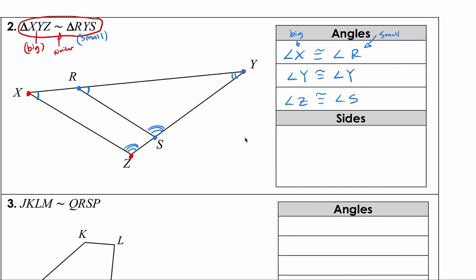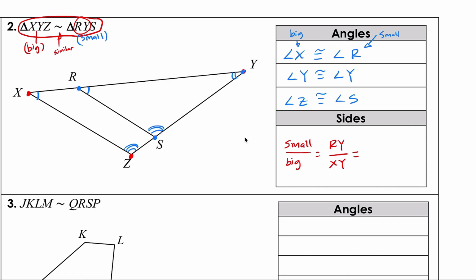Now let's look at the sides. Which sides are corresponding? We don't say they're congruent to each other, because sides are not congruent. They are similar, so that means they're proportional. That means you need to make ratios. I'm going to do small over big again. Let's pick a side on the small triangle, RY. That makes a ratio with the big triangle side that corresponds to RY, which is XY.